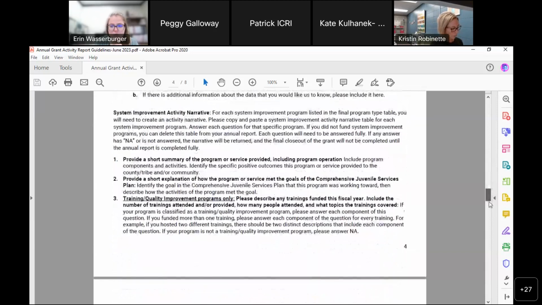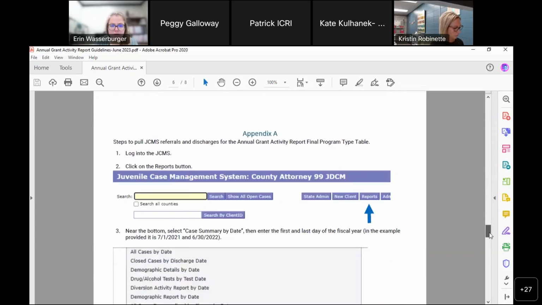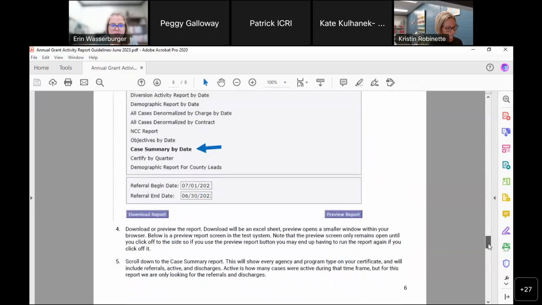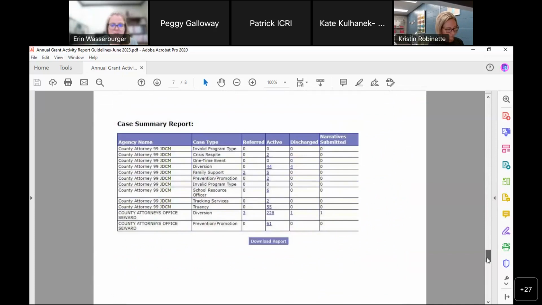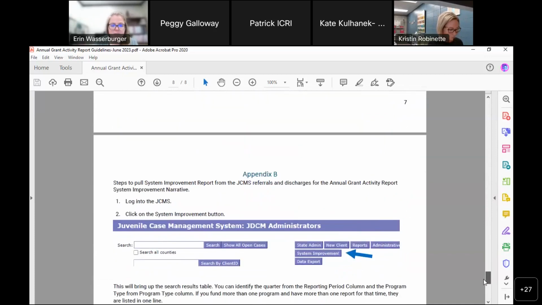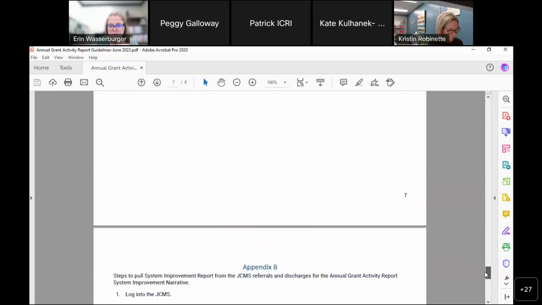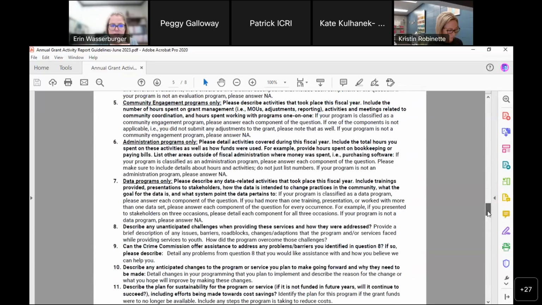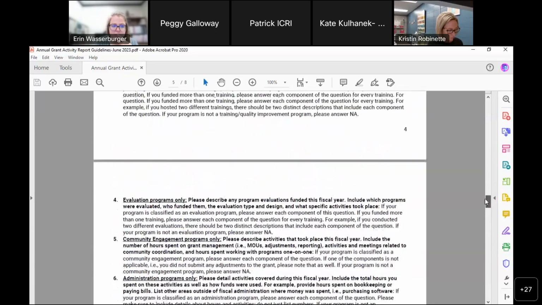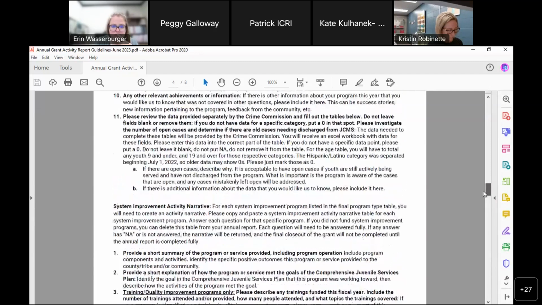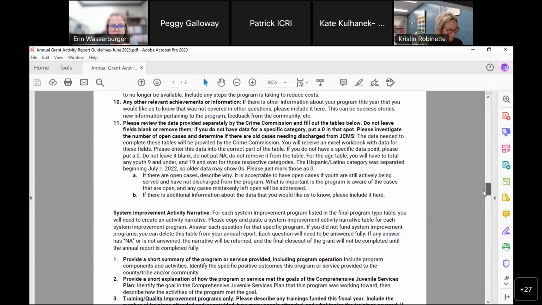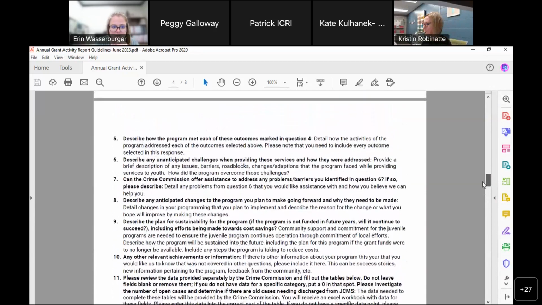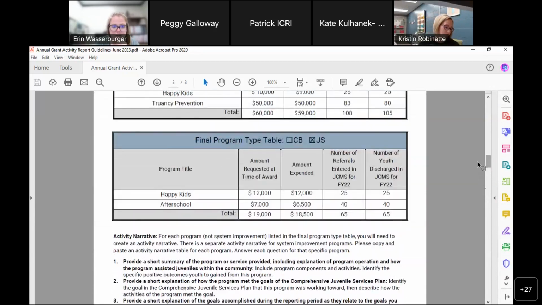The two walkthroughs of the JCMS that I did are here in the back. Appendix A is how to get to your referrals and discharges. Appendix B is how to get to the system improvement screens. If you want, you can delete the system improvement narrative if you don't fund one, but don't delete the number of rows in that data column.